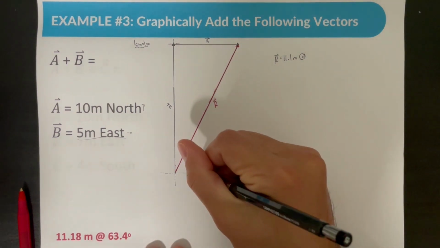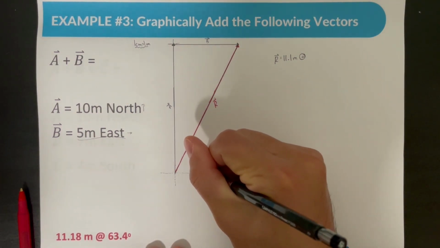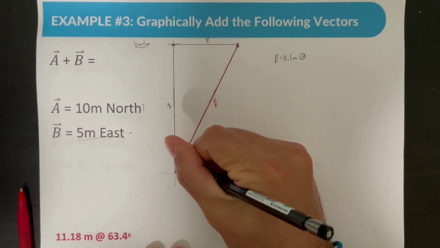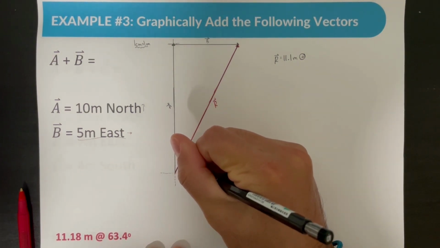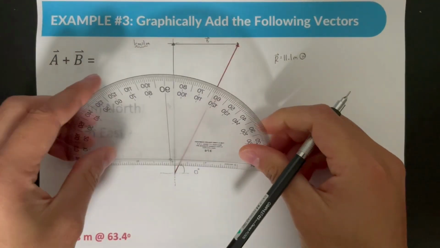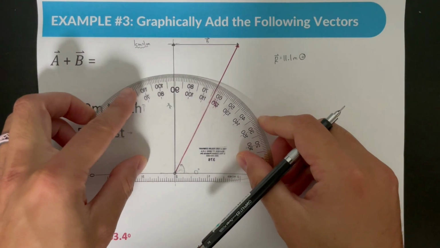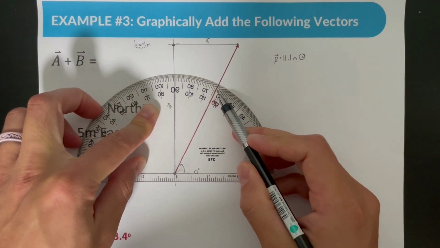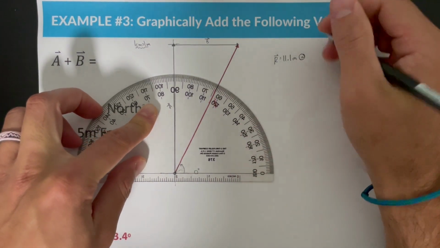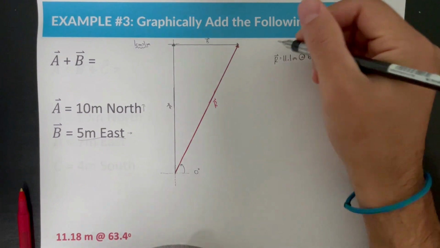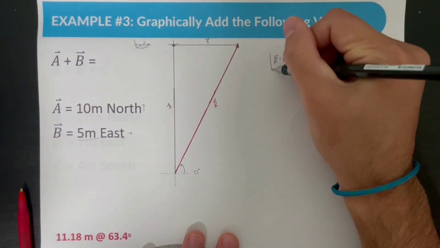So remember, from the angle, we're going all the way from this starting point to this right here. In this case, this right here. And I'm going to measure that with a protractor. So I'm going to put this right where the cross section is. And then I'm going to see that this is around, it seems like 64 degrees. Okay. So that's my answer.